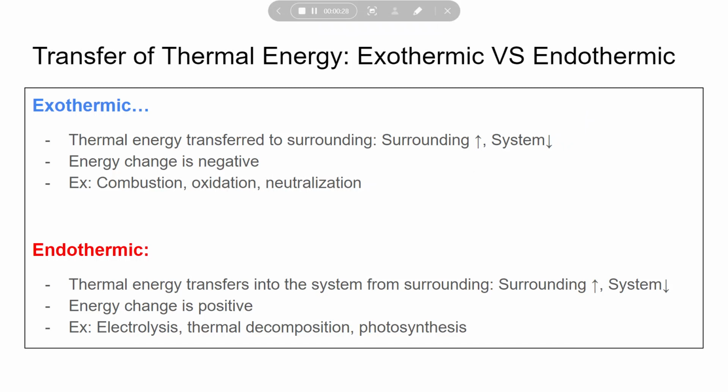Examples of exothermic reactions include combustion, oxidation, and neutralization. On the other hand, an endothermic reaction is when thermal energy is transferred into the system from the surroundings. So the overall energy change would be positive, and examples of endothermic reactions include electrolysis, thermal decomposition, and photosynthesis.